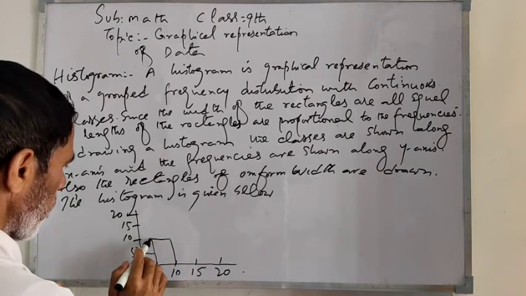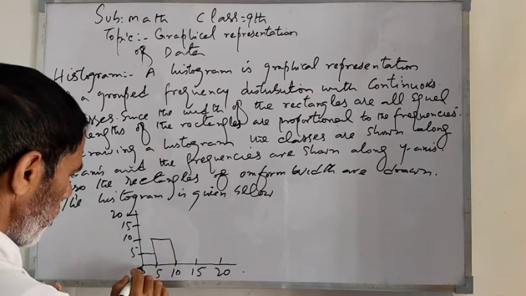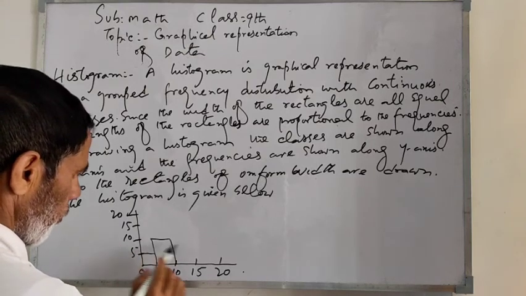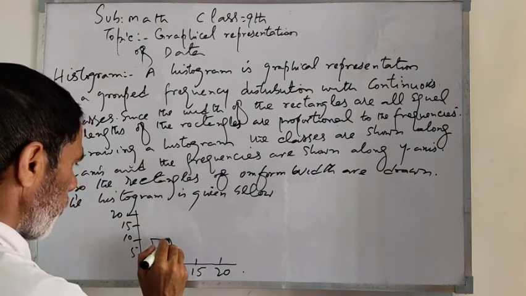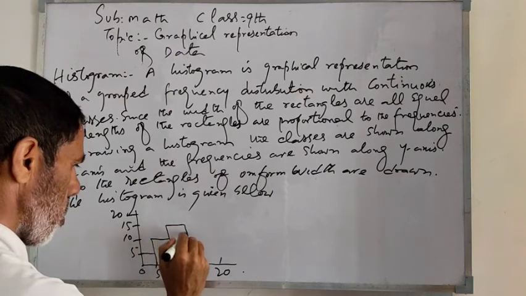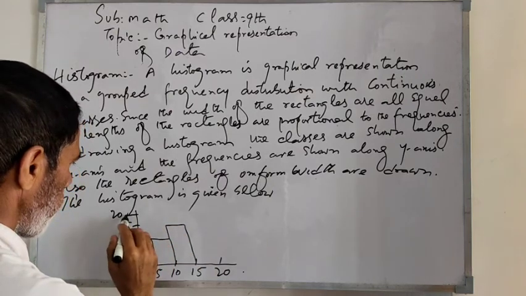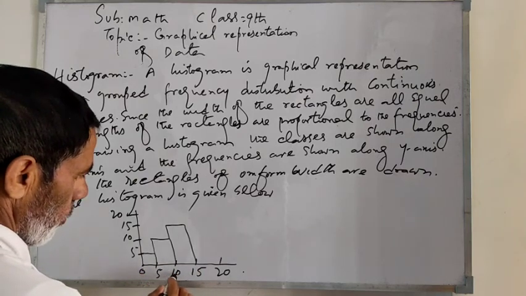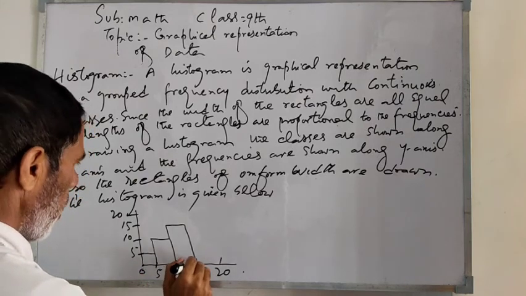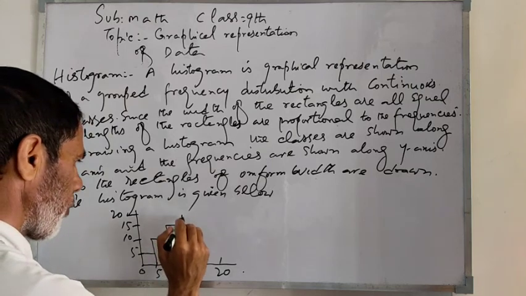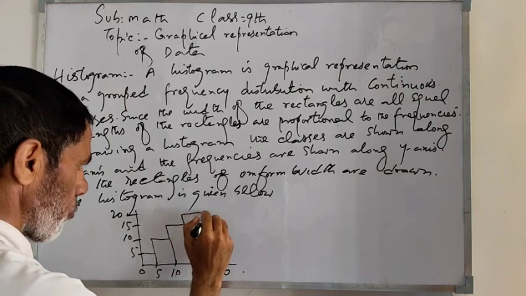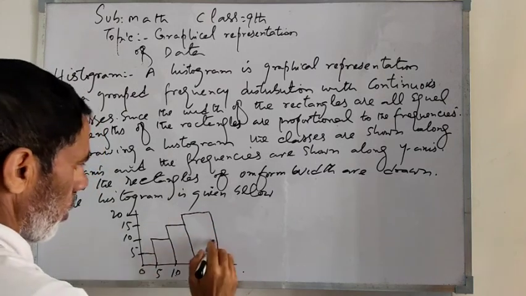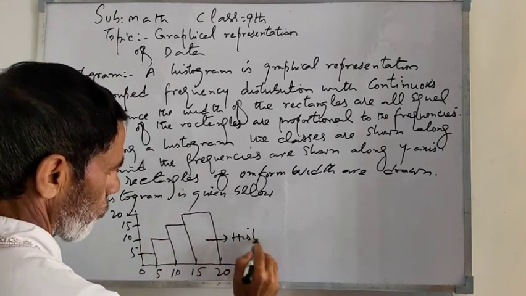It shows frequency is 10. In first class 0 to 5, frequency is 5. 10 to 15, 15. And classes are continuous, 0 to 5, 5 to 10, 10 to 15, 15 to 20, and last class shows 20. This is the model of the histogram. This is histogram.